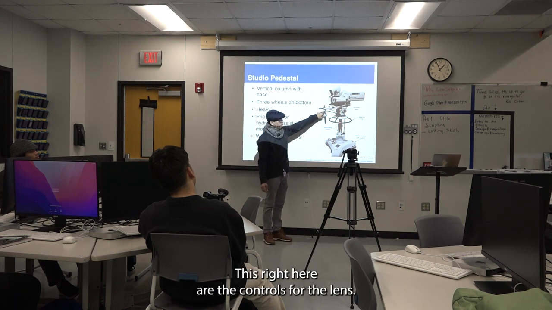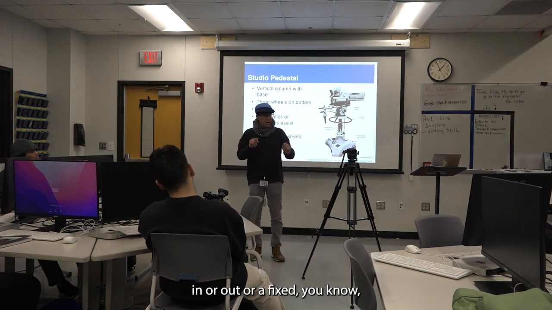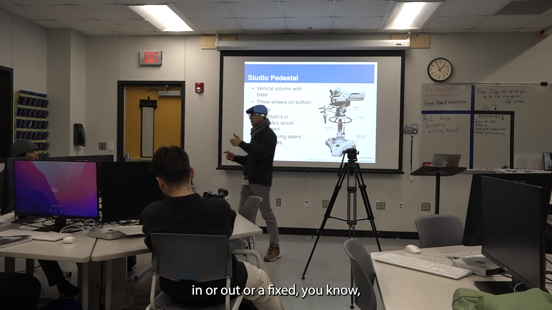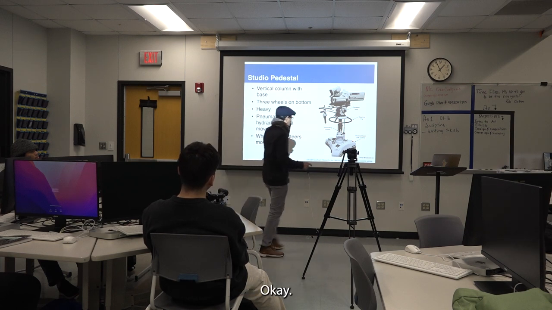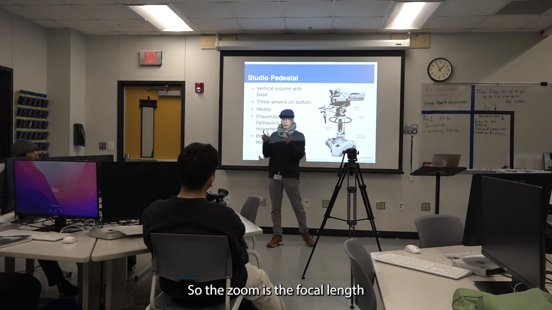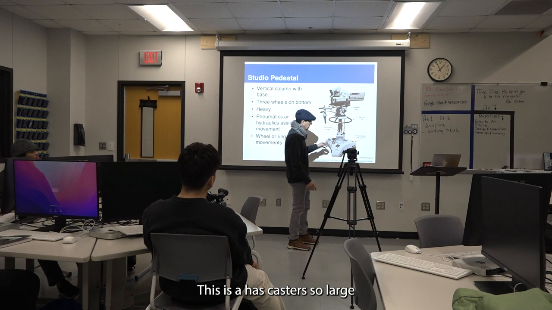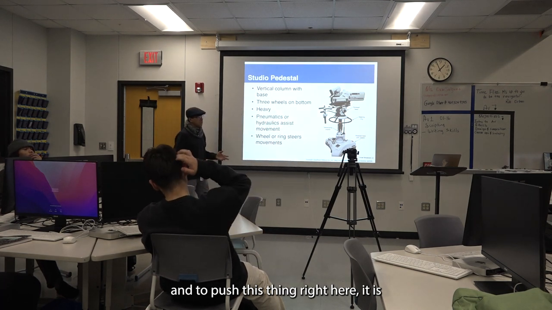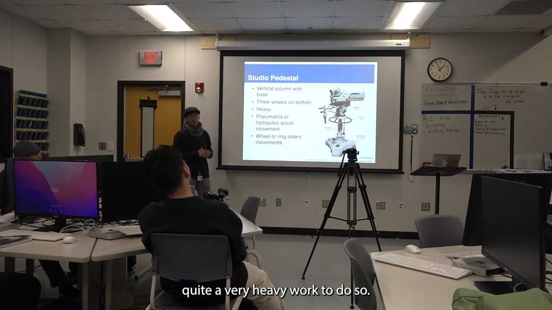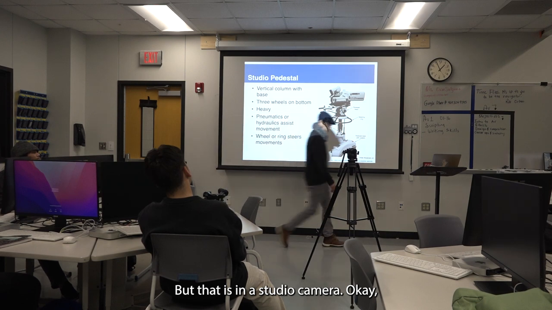This right here are the controls for the lens, either to zoom in or out, or a fixed focus alignment at that point, okay? So the zoom is the focal length. Focus is to have detail and sharpness. This has large casters, and to push this thing is quite heavy work. But that is a studio camera, okay? Let's go, what's next?